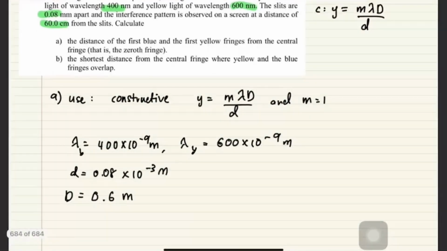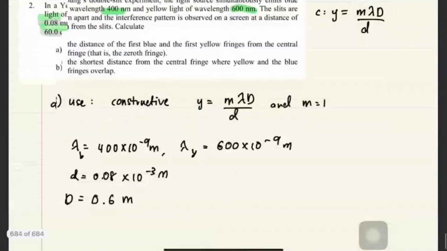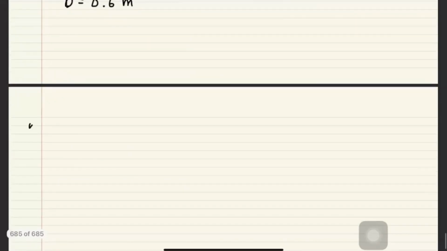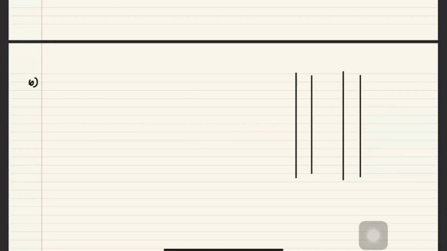Okay. Dan B tu, okay, maybe this one first time kamu bentuk kot. And B tu dia kata shortest distance from the center fringe where yellow and the blue fringe overlap. Okay, so kalau kamu ada 2 wavelength, so basically each wavelength tu dia akan produce like a different position. For shorter wavelength, y sepatutnya akan lagi shorter lah. Maksudnya dia punya interference pattern pun lagi narrower.